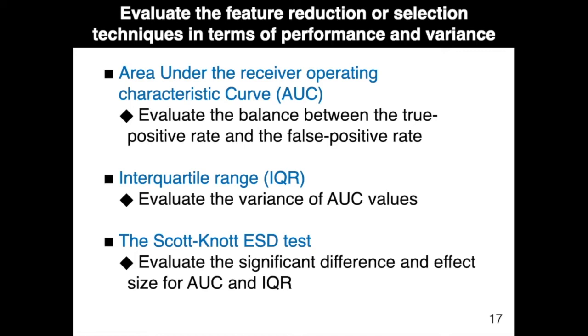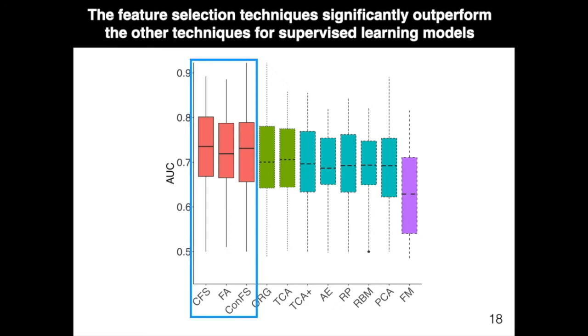Concretely, we use AUC, IQR, and the Scott-Knott ESD test. The AUC evaluates the balance between the true positive rate and false positive rate. The IQR evaluates the variance of AUC values. The Scott-Knott ESD test evaluates the significant difference and effect size for AUC and IQR.